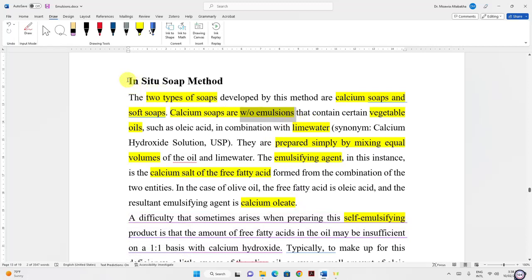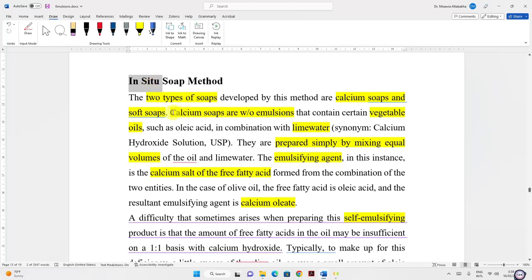طبعا in situ means in the place, يعني it happens, يعني you are not adding an emulsifying agent separately. No, it happens while you are mixing an oil with an aqueous solution. This mixing causes a reaction and the emulsifying agent is created. That's why they say in situ. In situ means in the place where I am doing the preparation, the emulsifying agent is created.